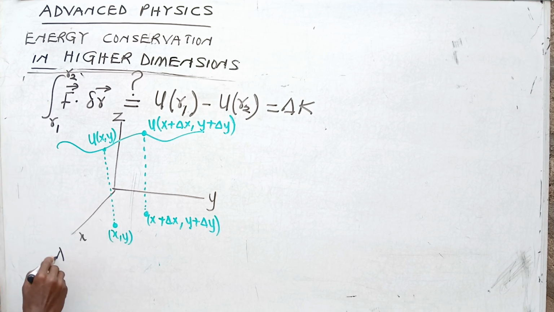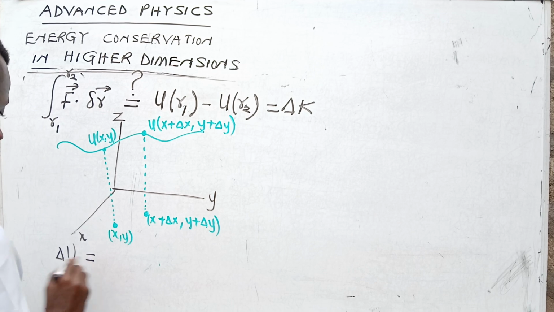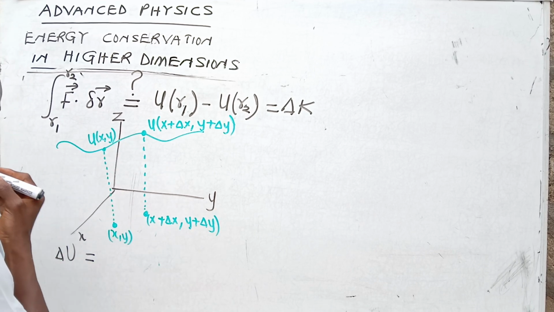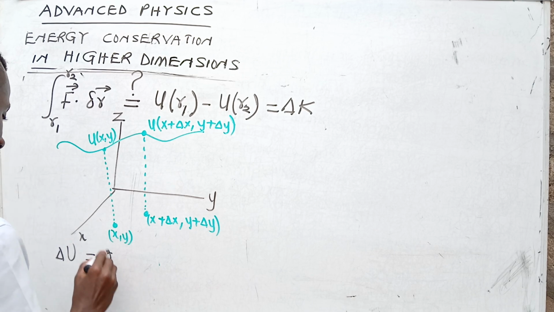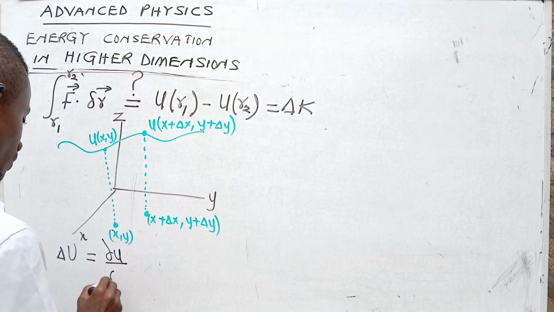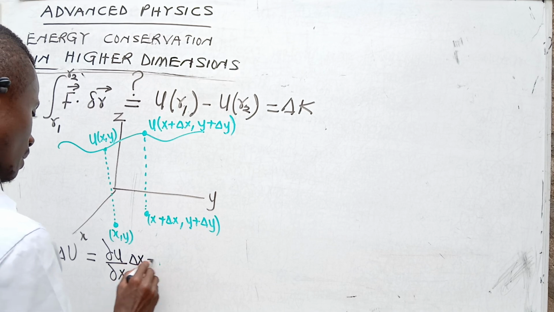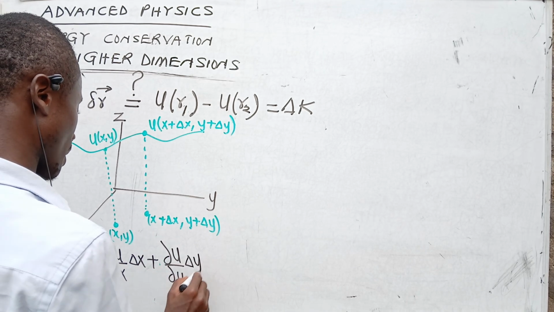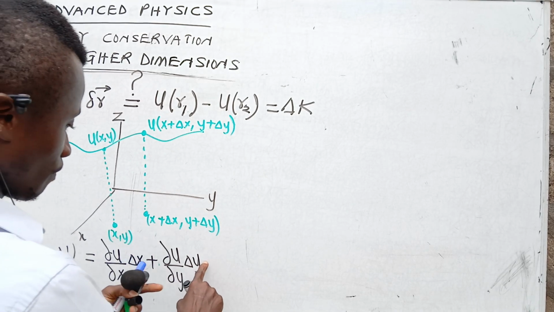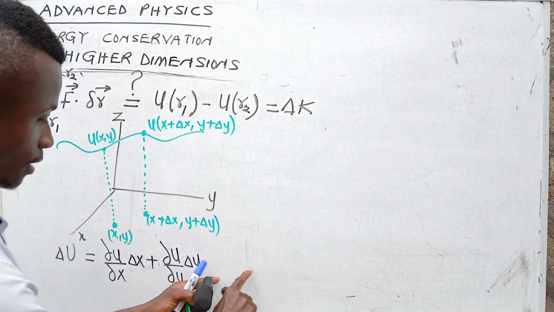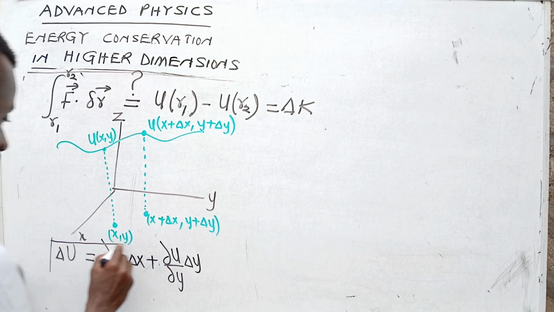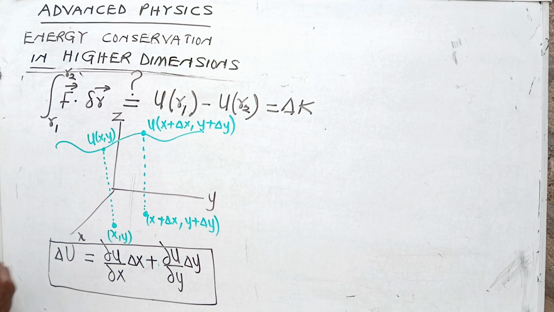And delta u, which is a change in the height function, is equal to, let's recall from the previous episode, a partial derivative of the height function with respect to x times delta x plus a partial derivative of the height function with respect to y times delta y. In fact, plus the cross derivative, but that one is an infinitesimal, so it is very insignificant.